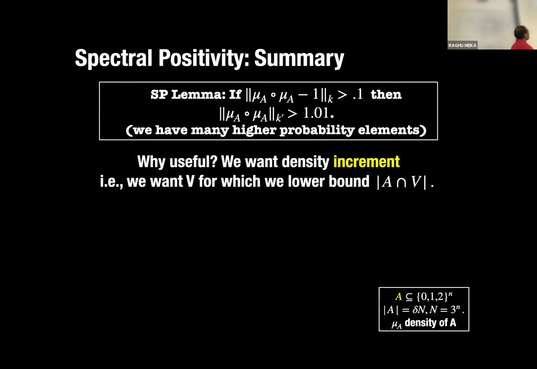So let's summarize. The spectral positivity lemma says that if the difference convolution is not close to 1, meaning the kth norm distance from 1 is at least 0.1, then your kth norm itself is like 1.0. In particular, we have many higher probability elements, many elements where my value is like 1.0.